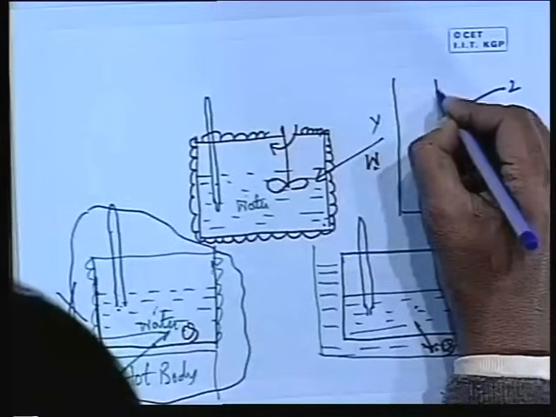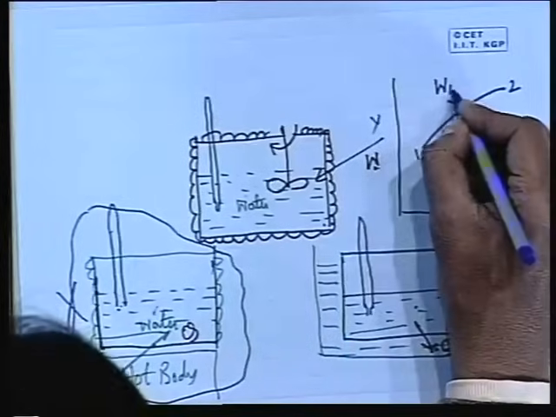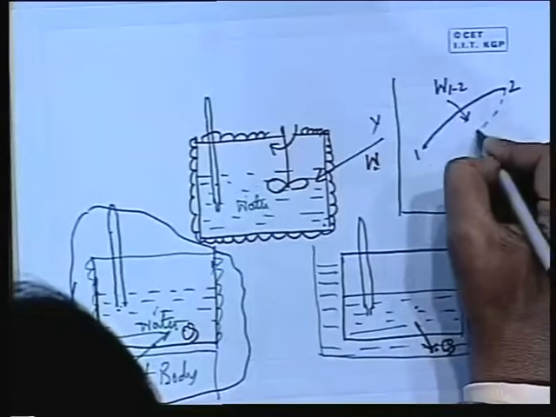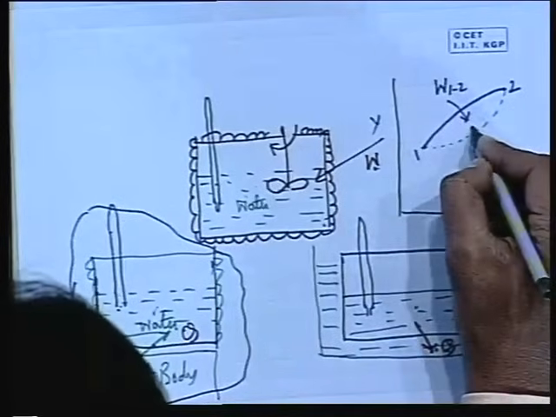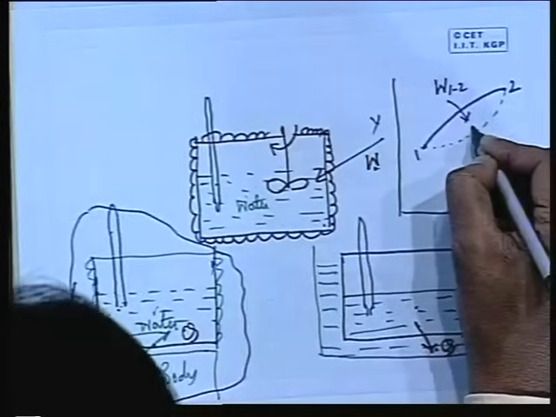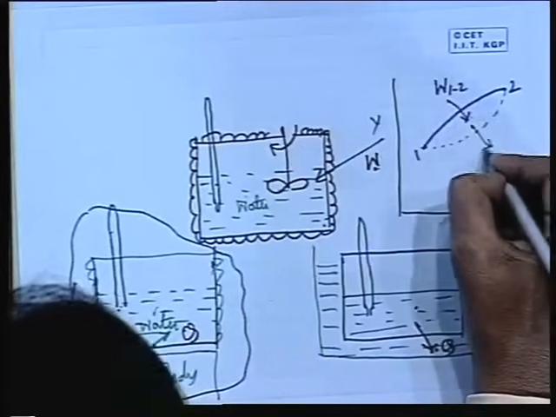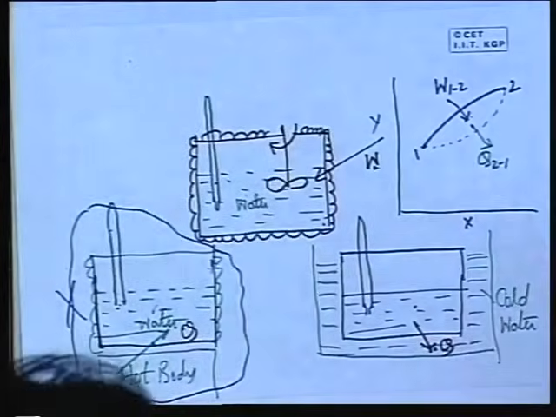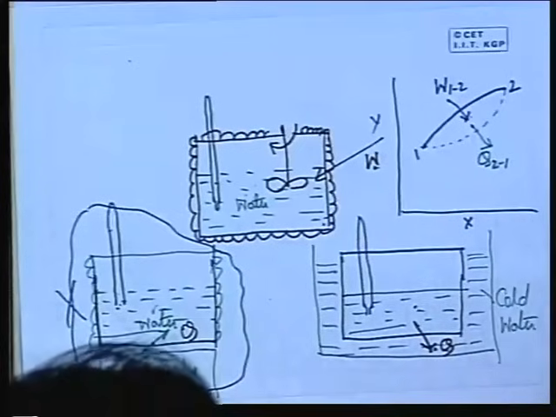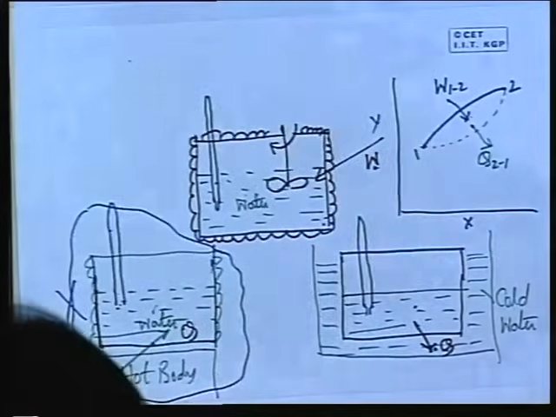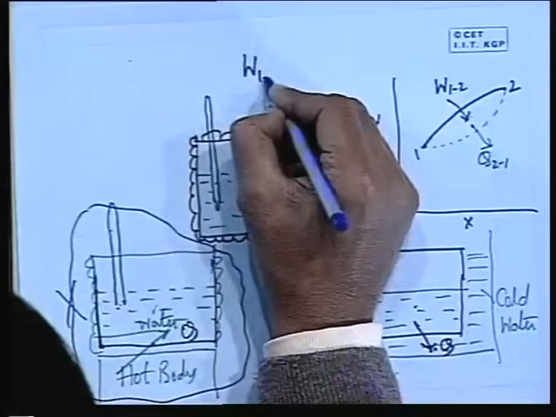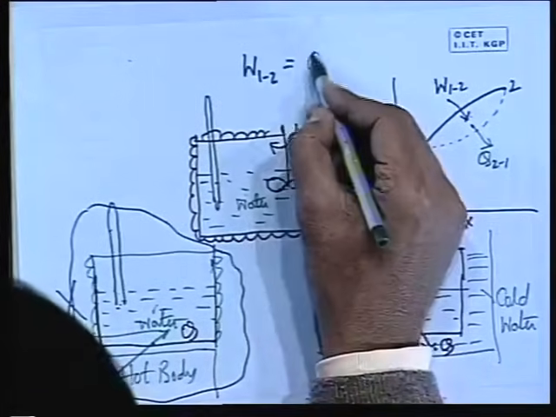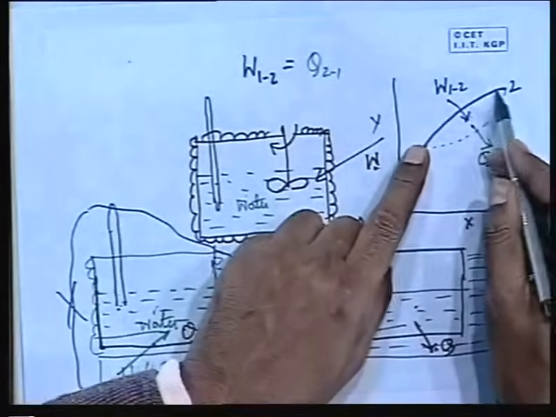So, work is being given, and if it comes back again to state 1, then he has found out that some heat is coming out from 2 to 1, and he has found out that W12 is exactly equal to Q21, and this is a cyclic process.